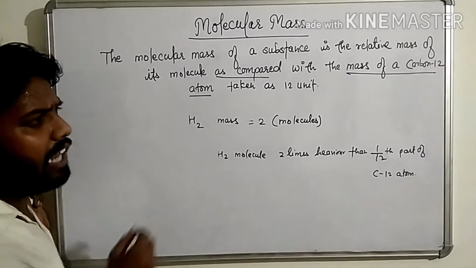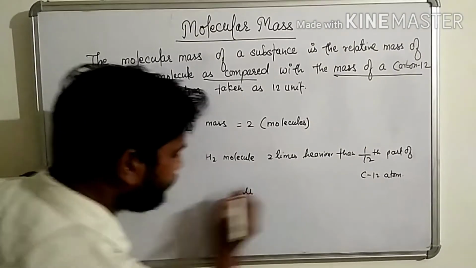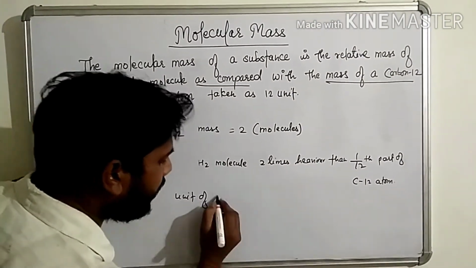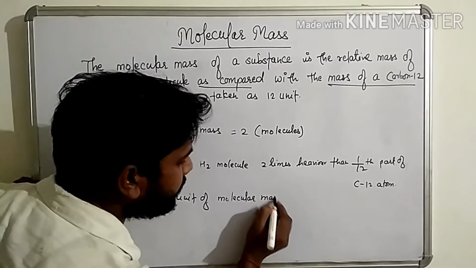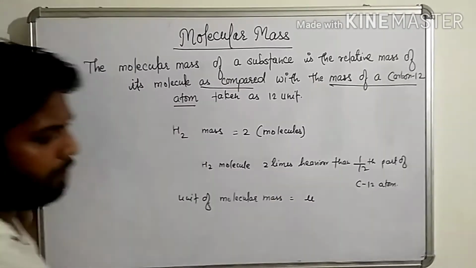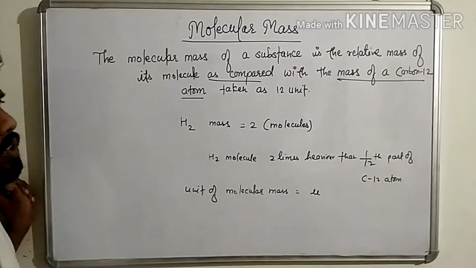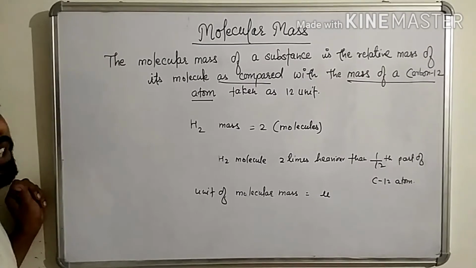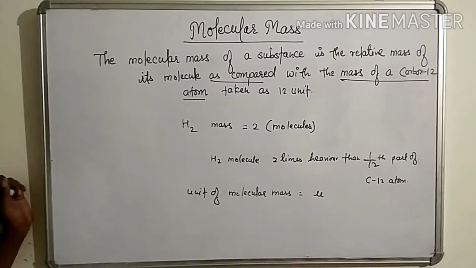Students, it is always expressed with a unit, and that is known as u. The unit of molecular mass will be expressed in u. u means unified mass. Clear children? Now we will see the process of how we can calculate the molecular mass of a compound.